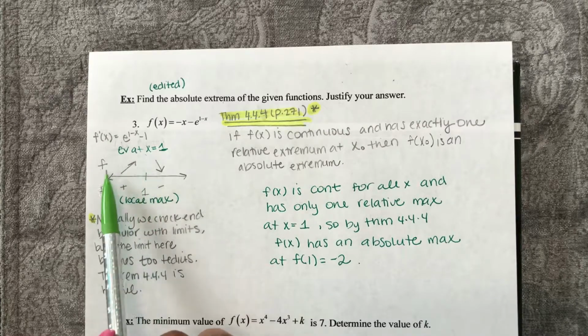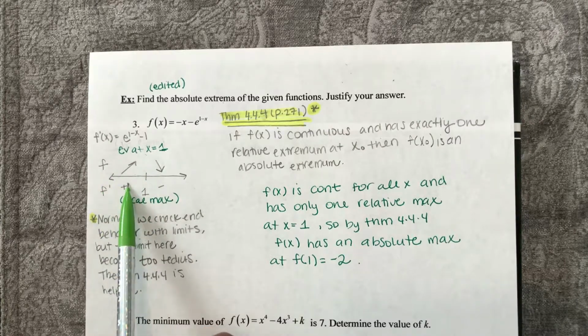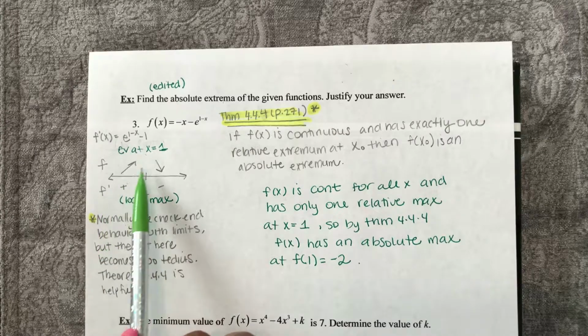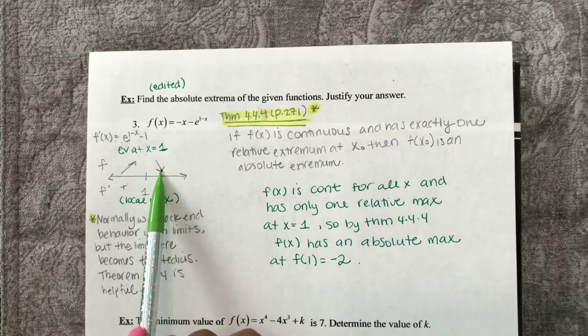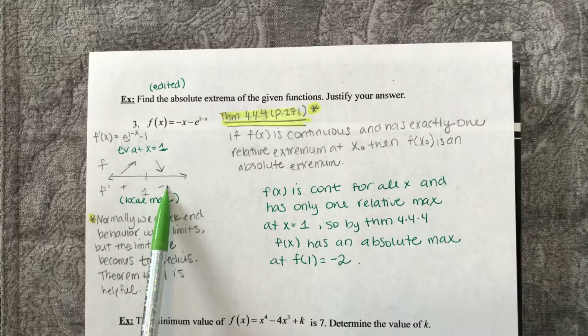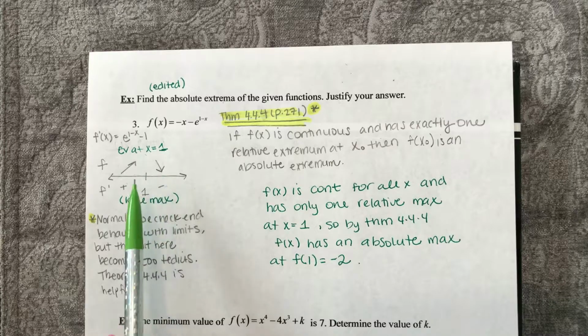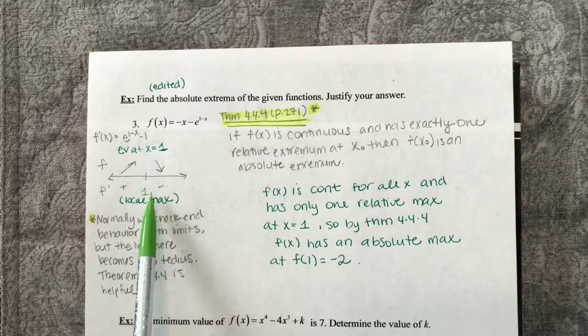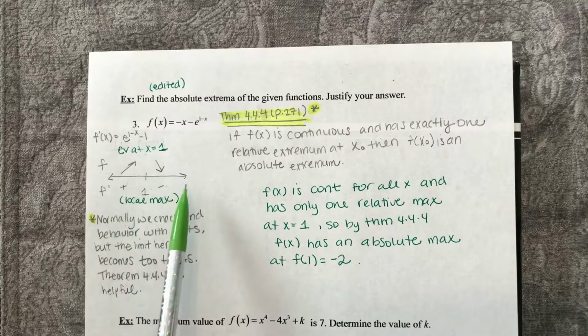So if I check anything less than 1, we get a positive number, so increasing. Any number greater than 1, we get a negative number, so decreasing. So then we have a local max on this open interval.